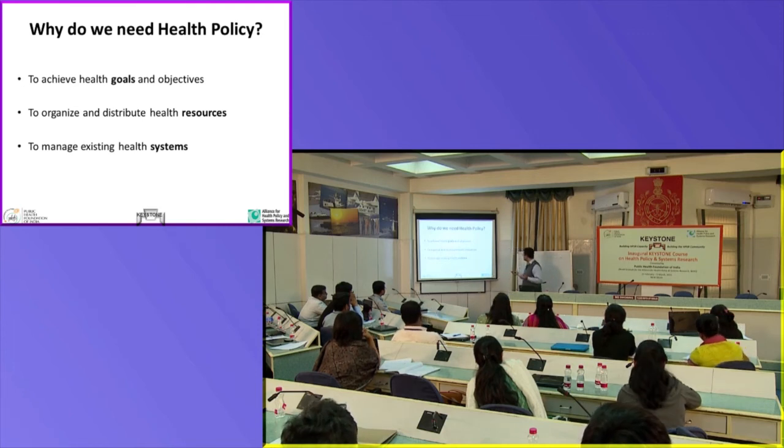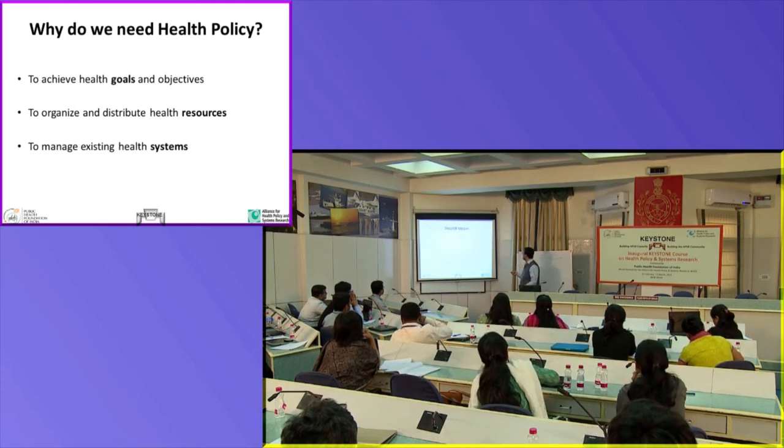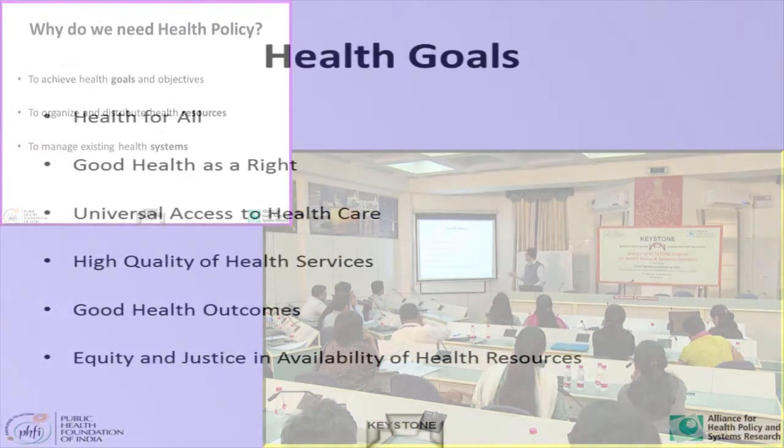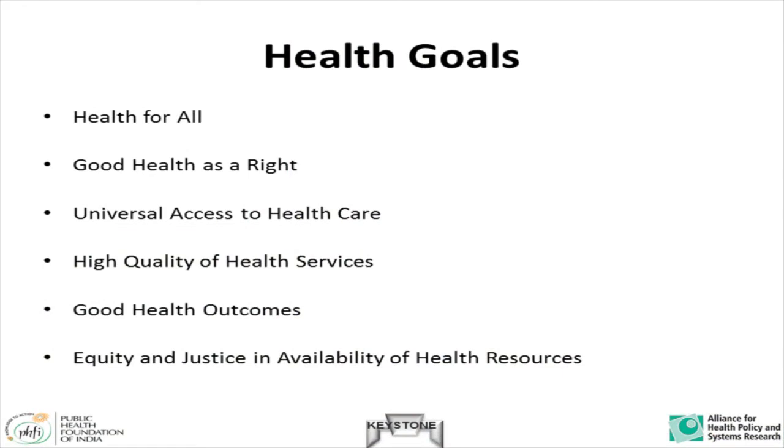So just to give you an example, when you have a new policy, it tends to either be directed around achieving a major health goal, and these are examples of those. So, you know, the universal health coverage, which is a goal, or the MDGs, good health outcomes, high quality of services. So these are all seen as social goals that we want to achieve, and a policy will help us move in the direction of that particular goal.